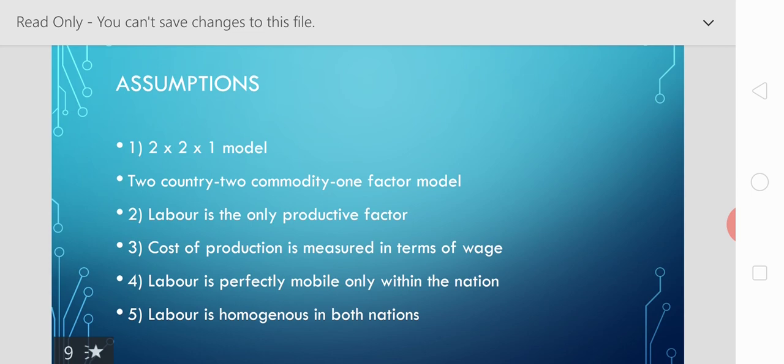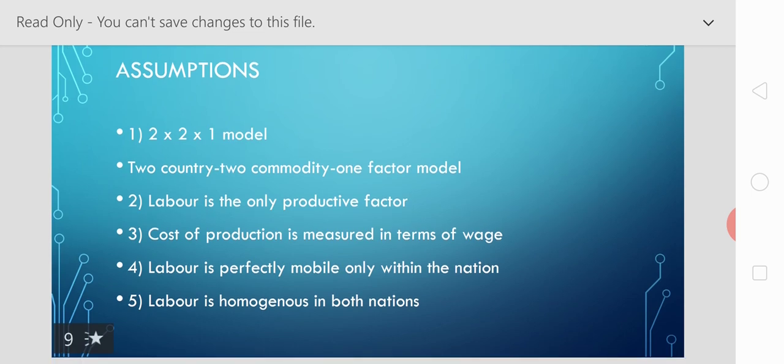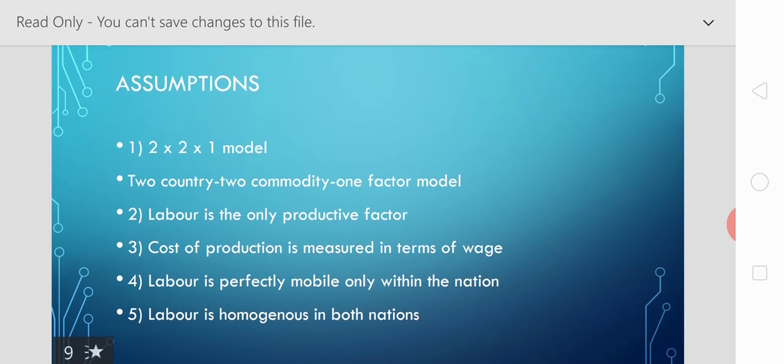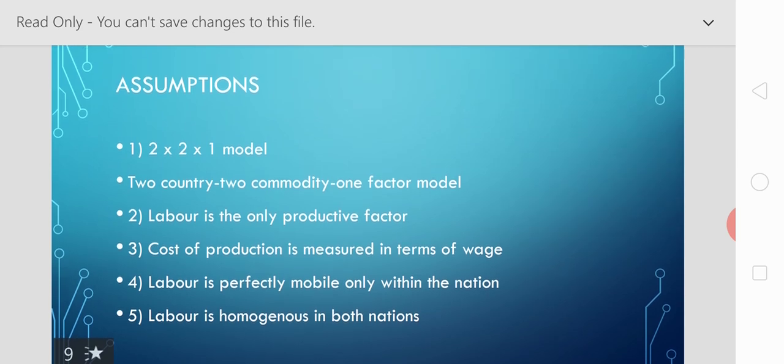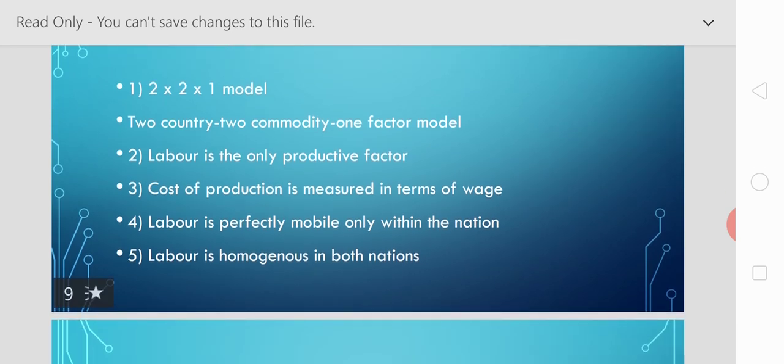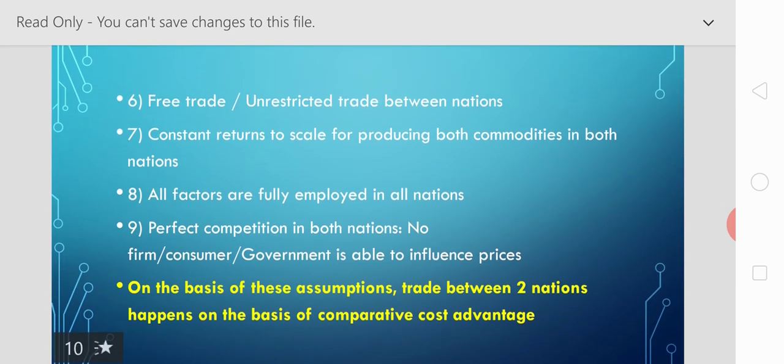So labor is immobile across nations, and it is homogeneous as well, and that means productivity is the same for all laborers in a nation. So this is another assumption of the classical theory of trade. And another assumption is free trade. There is no restriction on trade, and if there is a restriction on trade, comparative advantage theory will not operate perfectly.